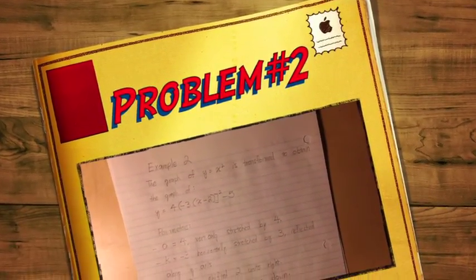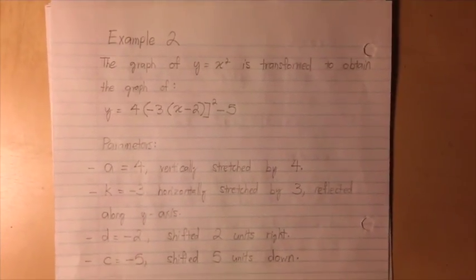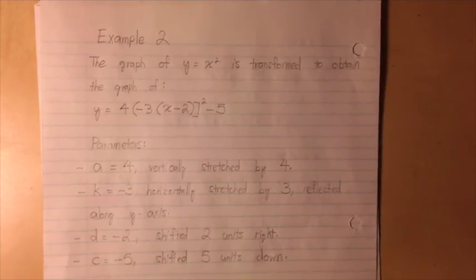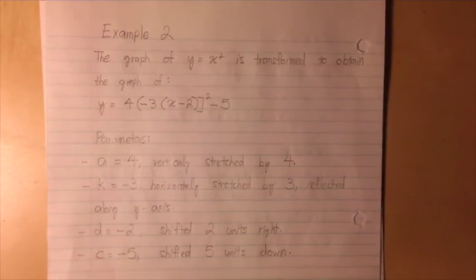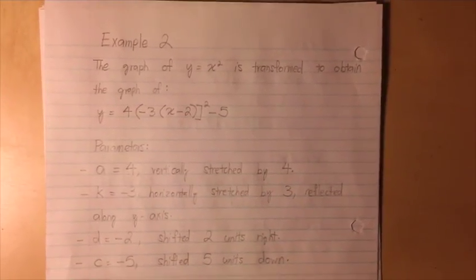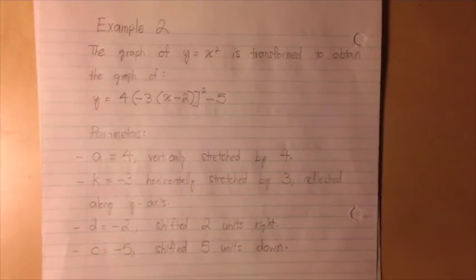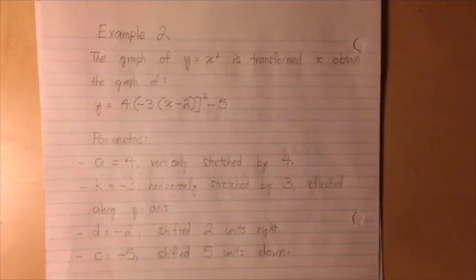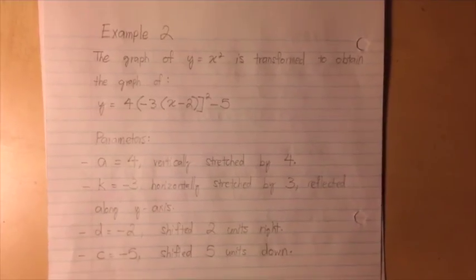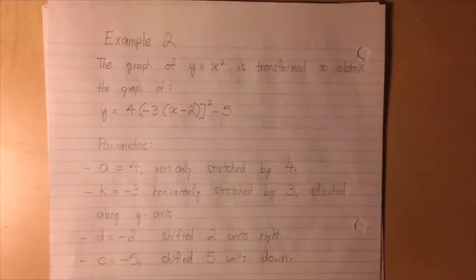Okay everybody, now let's take a look at example 2, in which the graph of y equals x squared, which is the parent function, is transformed to obtain the graph of y equals 4 times (negative 3x minus 2) whole squared minus 5. Now let's list all the parameters, which I said earlier are a, k, d, and c.